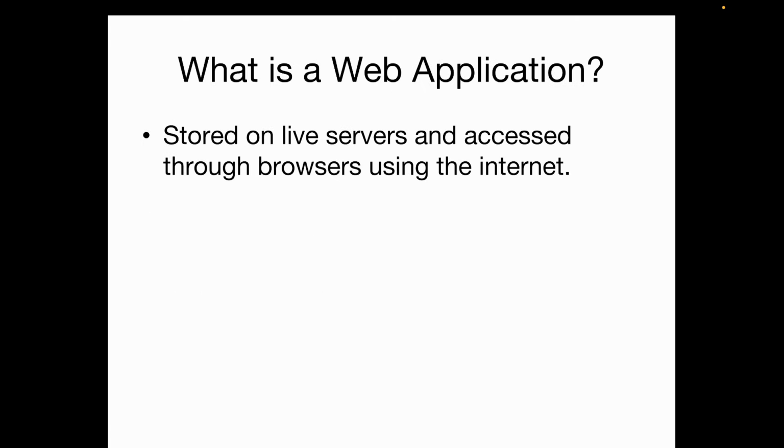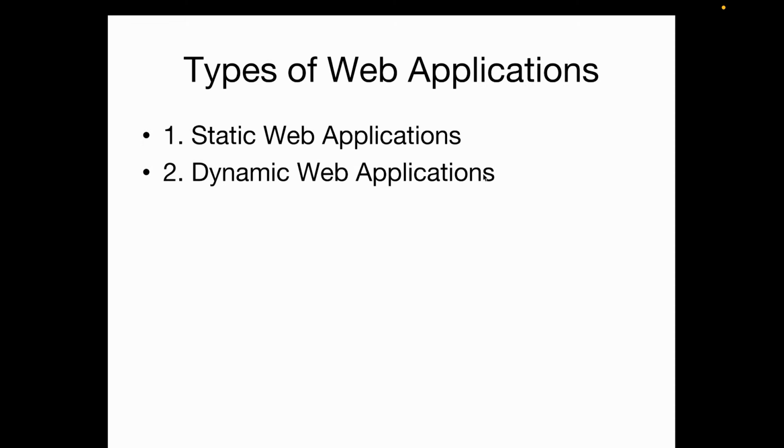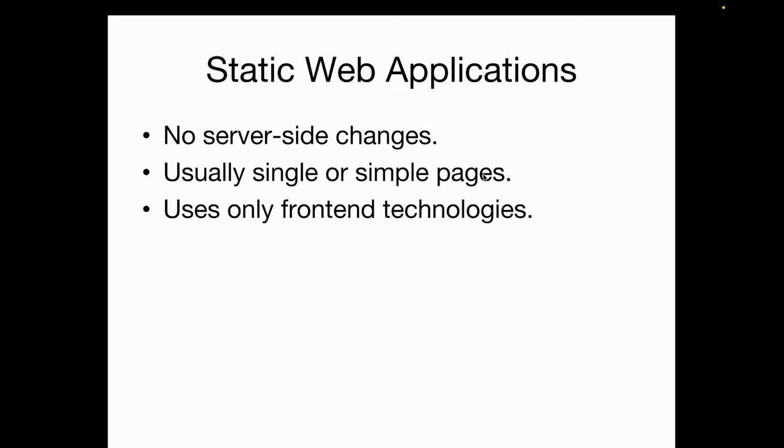What is a web application? A web application stored on a live server and accessed through browsers using the internet is called a web application. Types of web applications: there are two types, static web applications and dynamic web applications. Static web applications have no server-side changes, usually single or simple pages, and use only front-end technologies. The best example is Wikipedia. When multiple users search for the same topic, it gives the same result to all the users. It is known as a static web application.